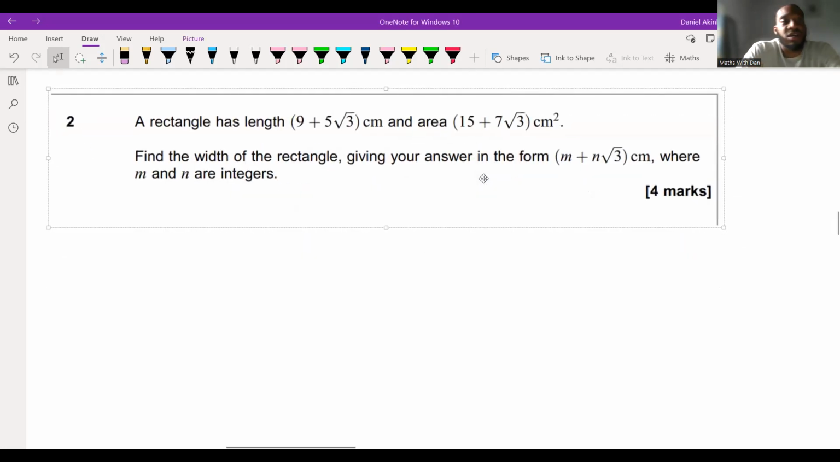So it says a rectangle has length 9 plus 5 root 3 and an area of 15 plus 7 root 3 centimeters squared. And we need to find the width of the rectangle, giving your answer in the form m plus n root 3, where m and n are integers.